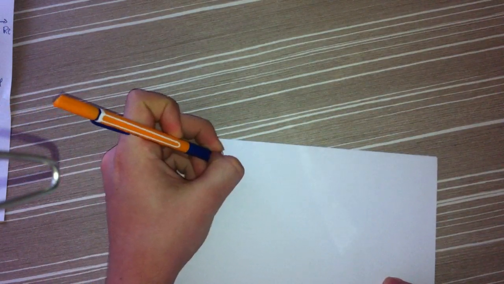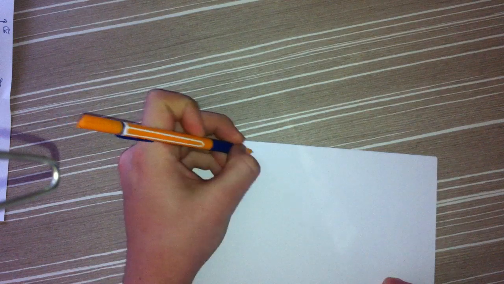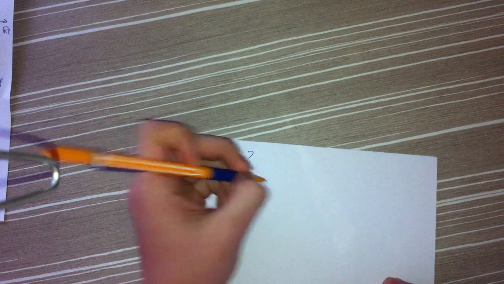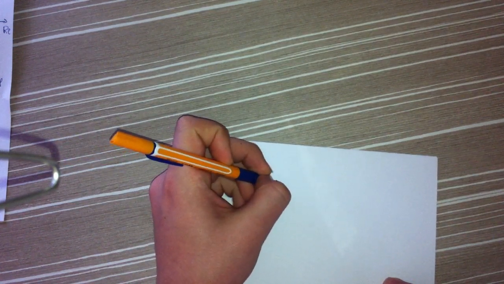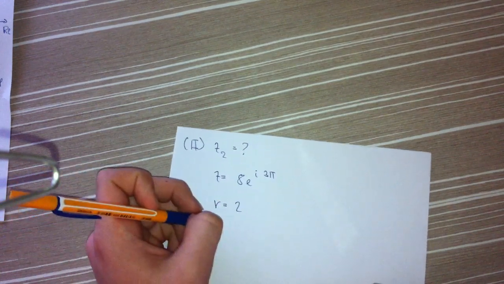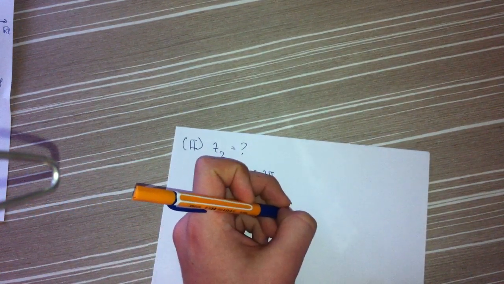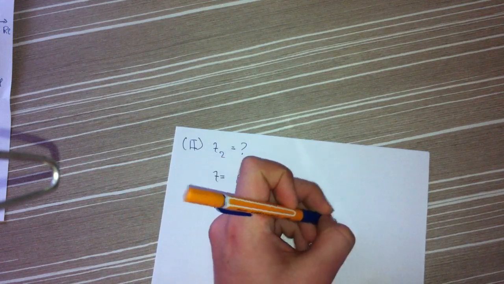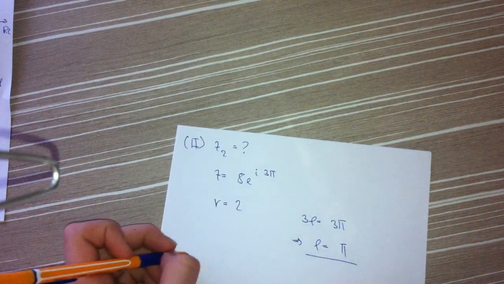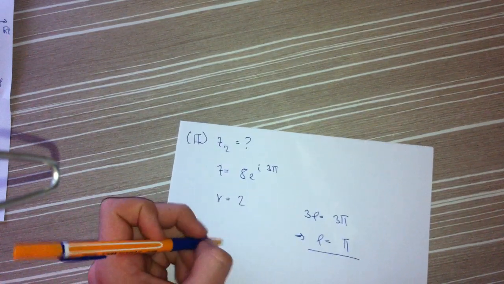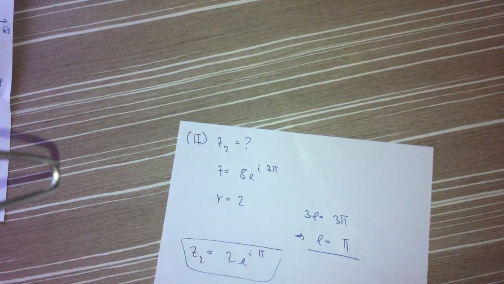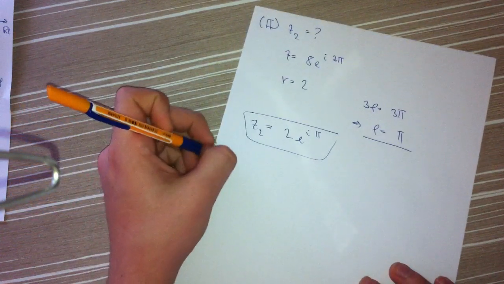Secondly, z2. What's z2? We know that z^3 equals 8 e^(i 3 pi). We know that r equals 2. It has to be the same for all solutions. And we want to find phi. We know that 3 phi equals 3 pi. That means that phi equals pi. So we know that z2 equals 2 e^(i pi). That's our second solution.